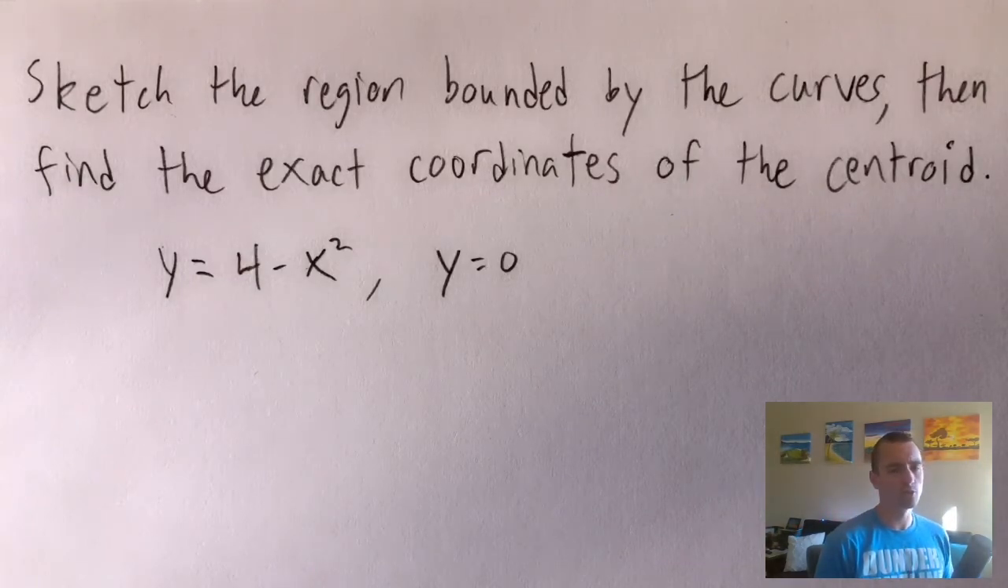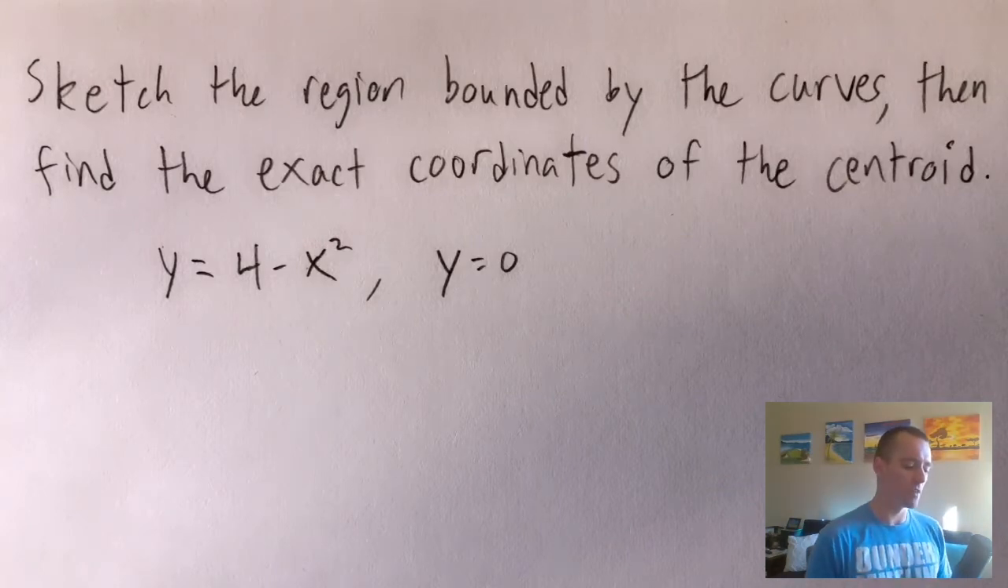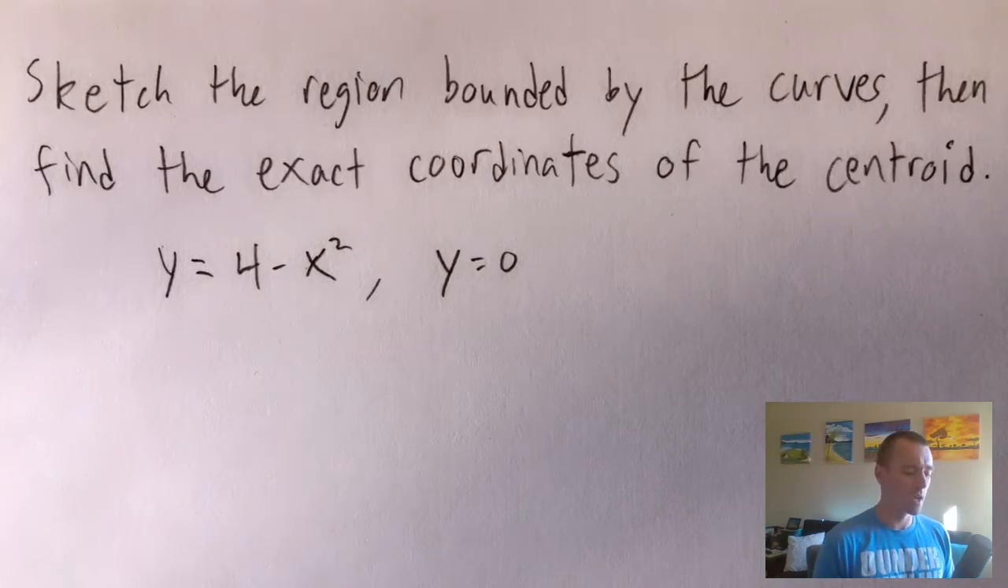I wanted to show you some center of mass example problems. So today I'm going to be showing you this one right here. We're going to sketch the region bounded by the curves and then find the exact coordinates of the centroid of that region. And the curves that we have are y equals 4 minus x squared and y equals 0.